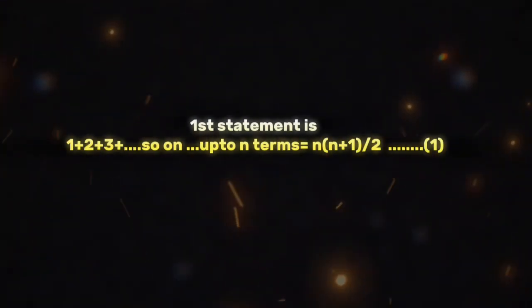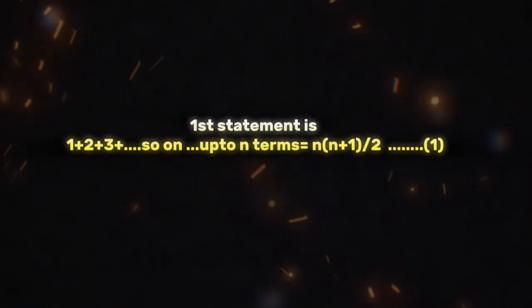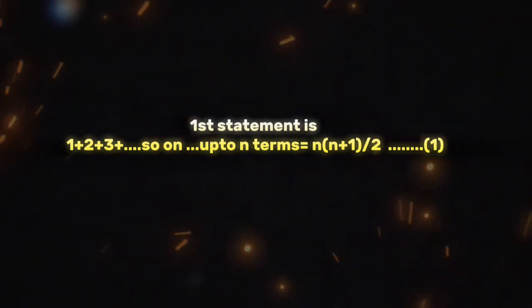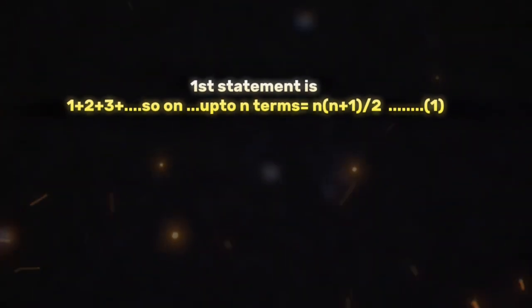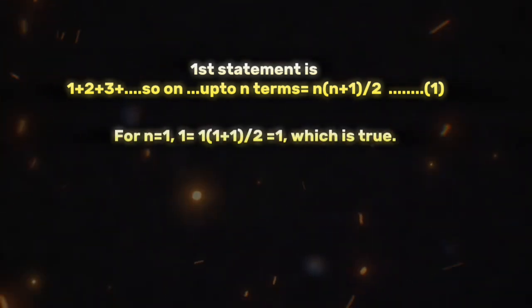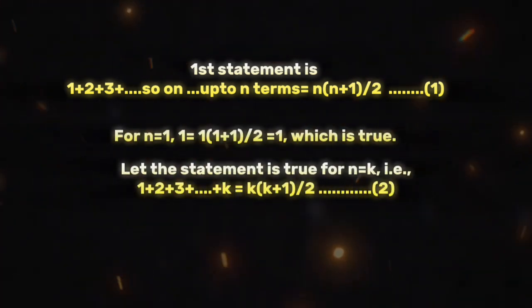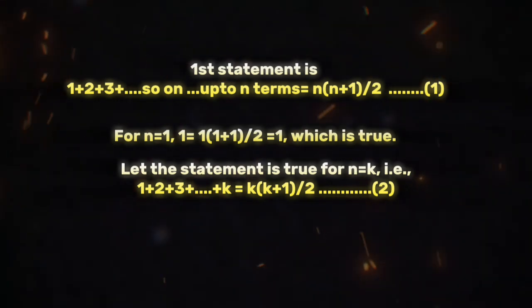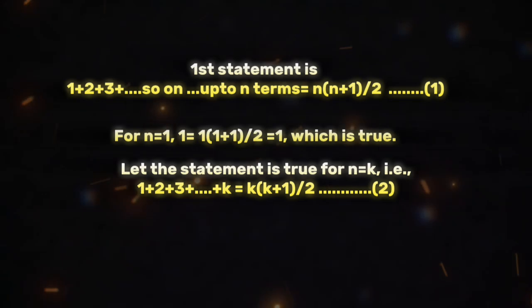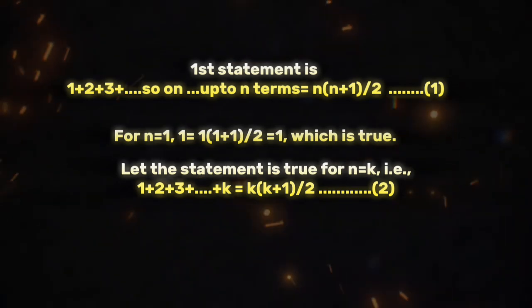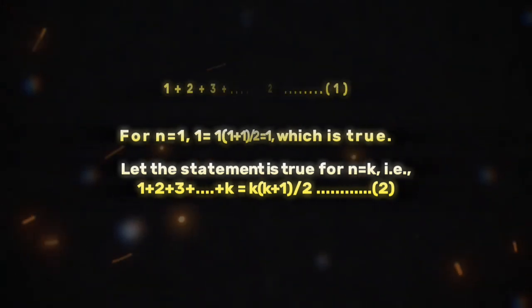Then let's prove it. First, our given statement is 1 plus 2 plus 3 plus 4 plus, and so on, up to n terms equals n times n plus 1 by 2. Let's name this equation 1. According to the induction method, for n equals 1, the given statement is true. Next, let the statement be true for n equals k, that is 1 plus 2 plus 3 plus up to k equals k times k plus 1 by 2. Let's name this equation number 2. Here k is any positive integer.